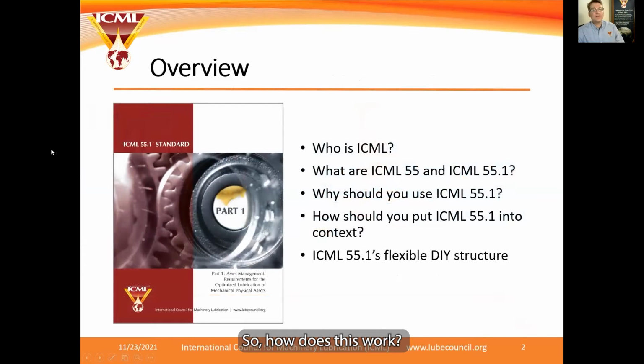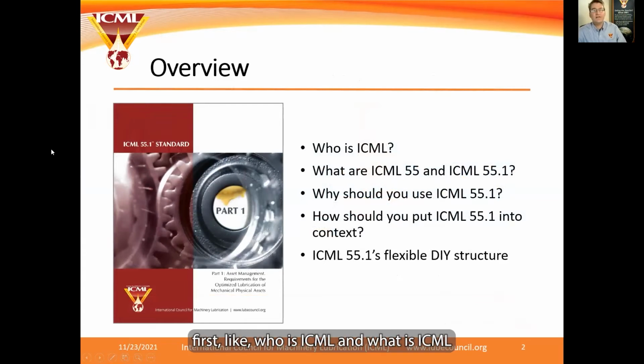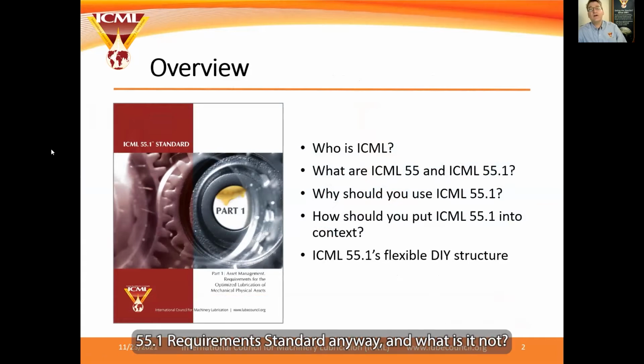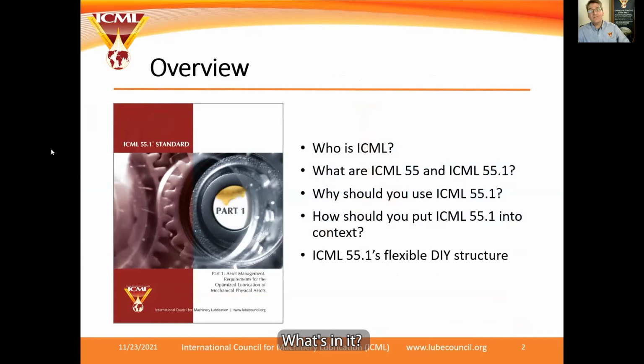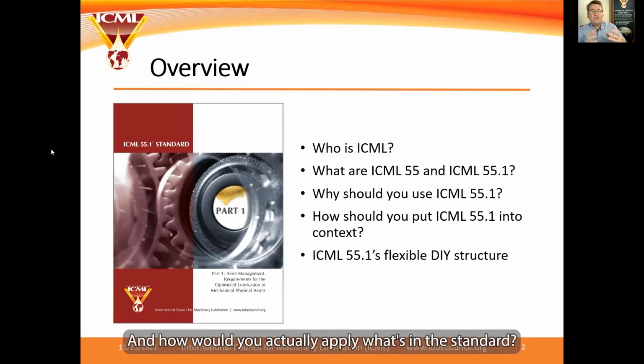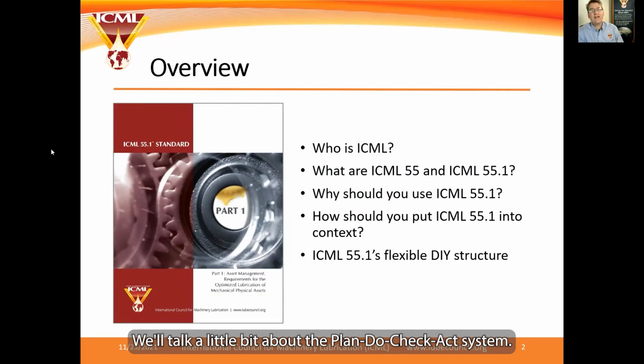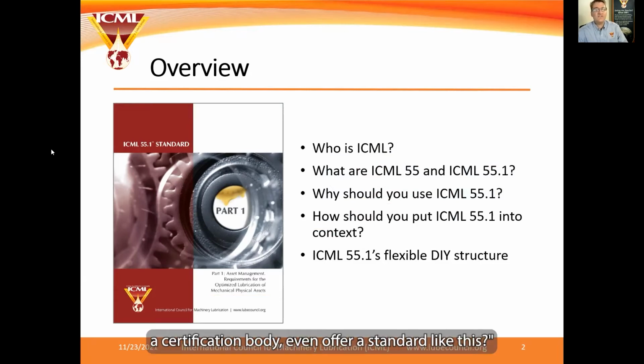So how does this work? Well, we're going to be looking at some general questions first, like who is ICML, and what is the ICML 55.1 requirement standard anyway, and what is it not? What's in it? And we're going to talk about why to use this at all. Can't you just find all this stuff on the internet? And how would you actually apply what's in the standard? We talk a little bit about the Plan, Do, Check, Act system. So you may also be asking yourself, why does ICML, a certification body, even offer a standard like this?